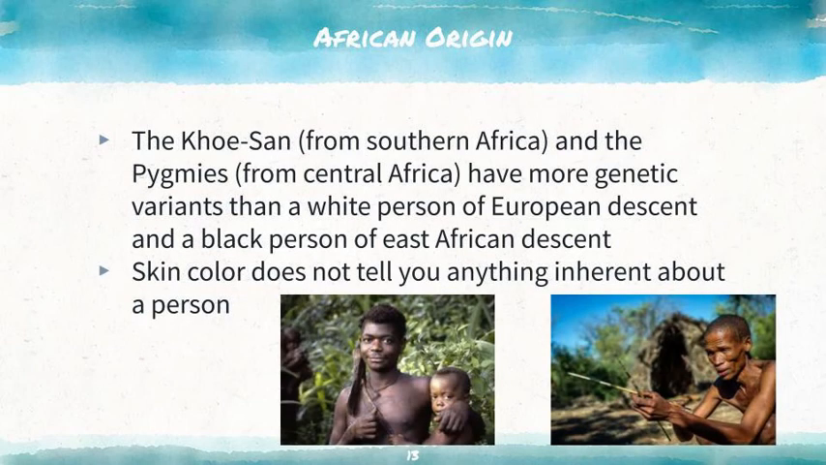We know that all humans originated from Africa and that geographical isolation accounts for a lot of mutations that occurred and were prevalent in certain populations. What is interesting and not very widely talked about is the fact that within the continent of Africa, there is more variation between people from there than there is between people from certain parts of Africa and the rest of the world. For example, the Khoisan, who live in southern Africa, and the Pygmies, who live in Central Africa, have a much larger genetic variation than a white person of European descent and a black person of East African descent.